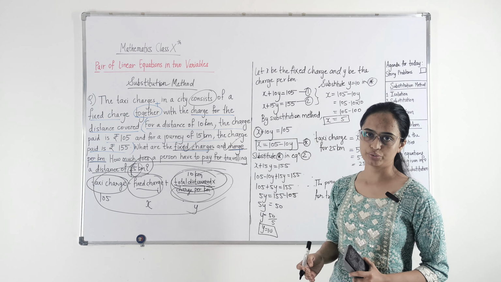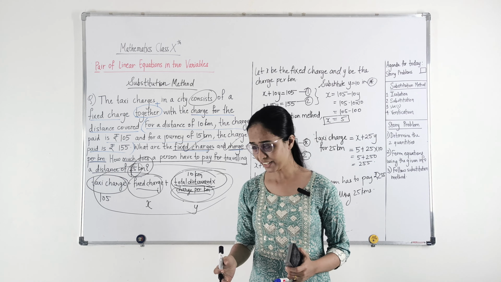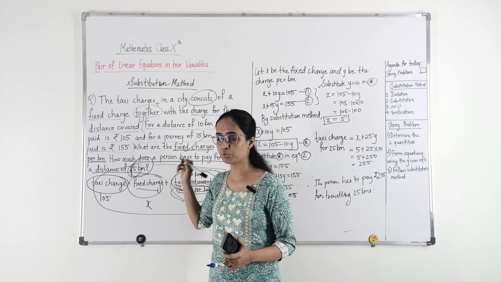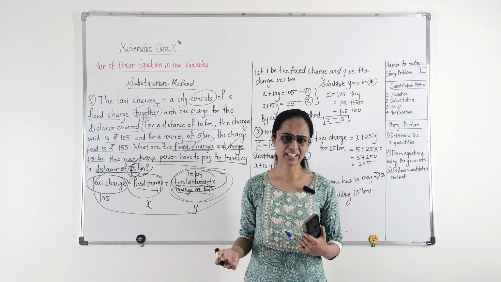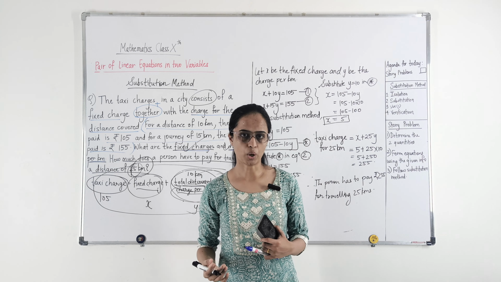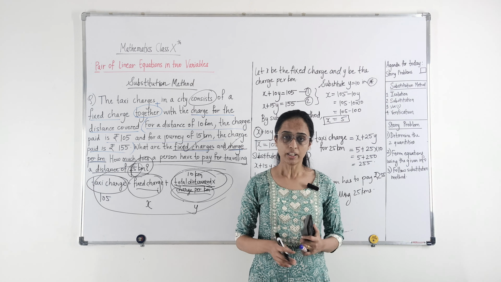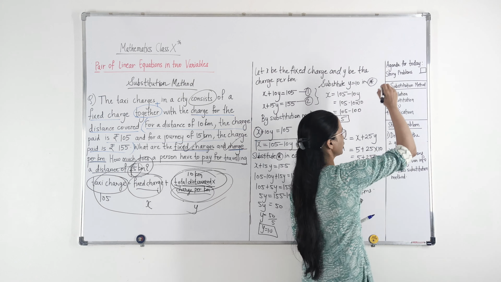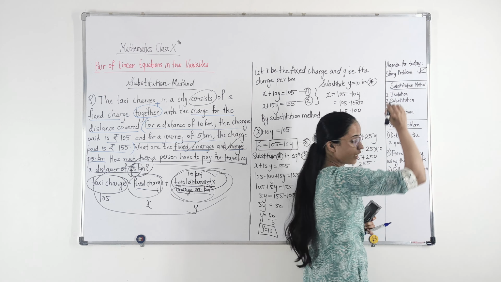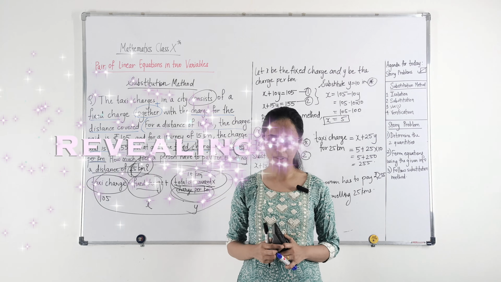Once you've got the values for x and y, that is where your problem ends, if your question is just to find those two quantities. If something else is asked, you have to solve the problem accordingly. So students, in today's class, we did the solving for a story problem. We would be coming up with more such problems in the upcoming videos.